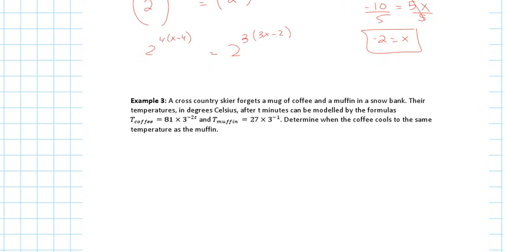So you want to put the equations equal to each other? Is that what you're trying to tell me? Yes, ma'am. And why is that? Because the question says determine when the coffee cools to the same temperature as the muffin. So you want to put them at the same time. So they're equal to each other? Okay. So the question is asking you, determine when the T of the coffee is equal to the T of the muffin. Right? And I know the T of the coffee is 81 times 3 to the power of negative 2T. And the T of the muffin is 27 times 3 to the power of negative 1.